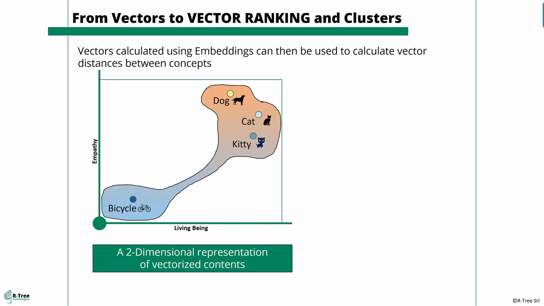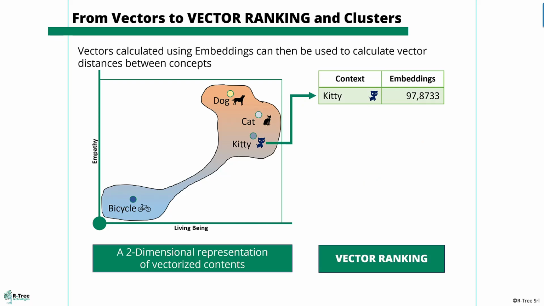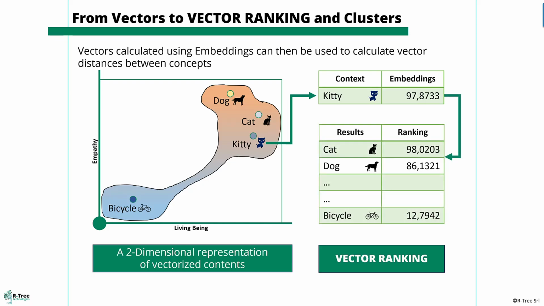Through embedding, mathematical vectors are calculated on the concepts present in a knowledge base. This allows us to define the vector ranking of each concept and understand the mathematical distance existing between each vectorized concept inside the knowledge base. From this derives the possibility of exposing each concept according to its own vector ranking. From this we understand that kitty is closer to cat than to dog.